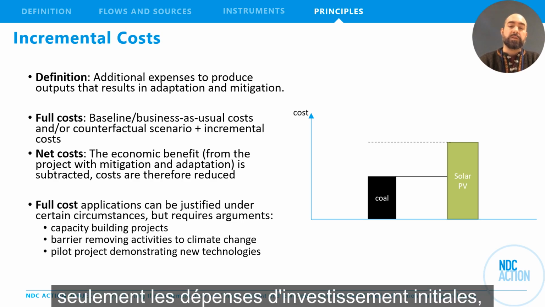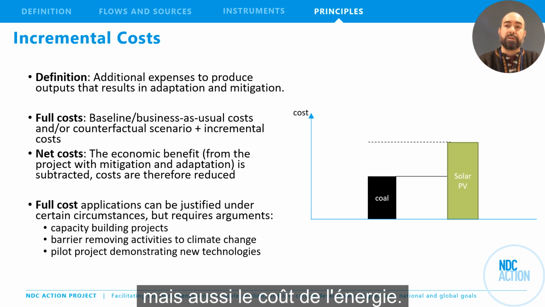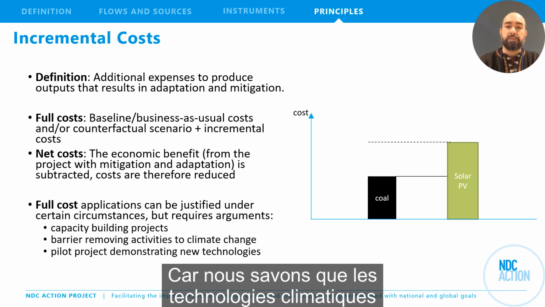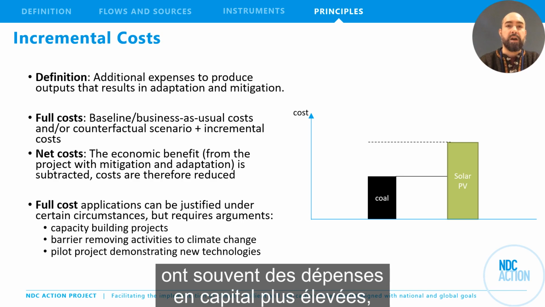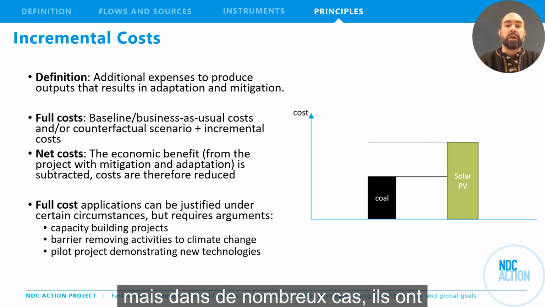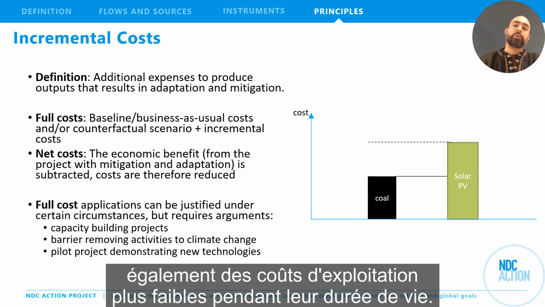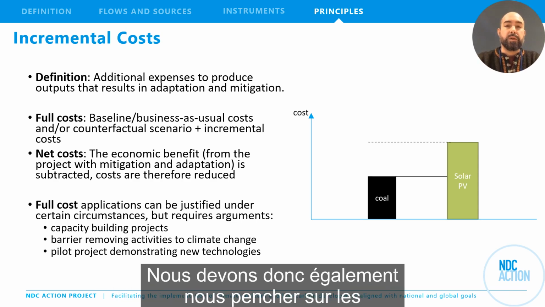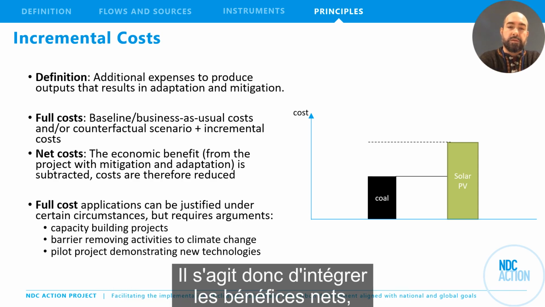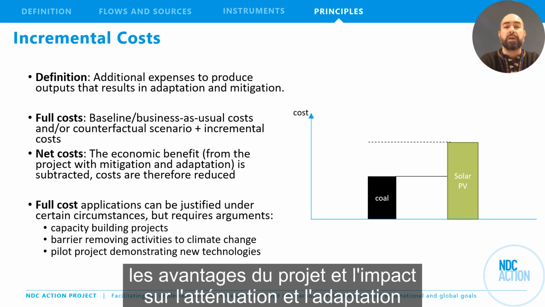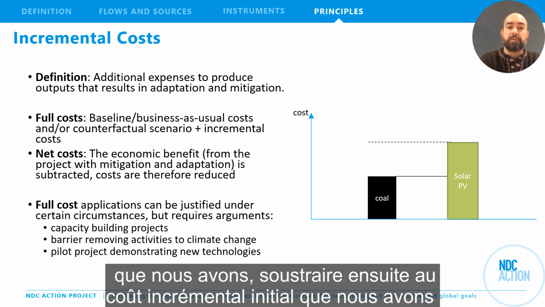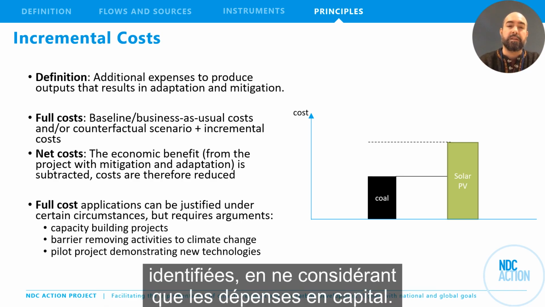But the incremental cost is not only the initial capital expenditure, because we know that climate technologies in many cases have higher capital expenditures, but in many cases they also have lower operating costs during their lifetime. So we also need to look at the net costs. So incorporating the net benefits, the benefits from the project and the mitigation and adaptation impact, that we subtract then from the initial incremental cost that we have identified looking only at capital expenditures.